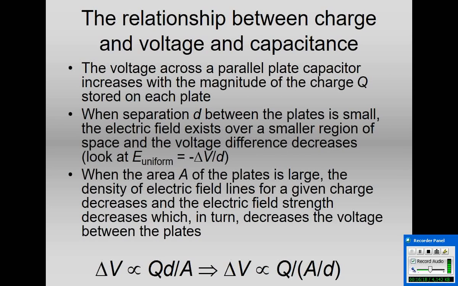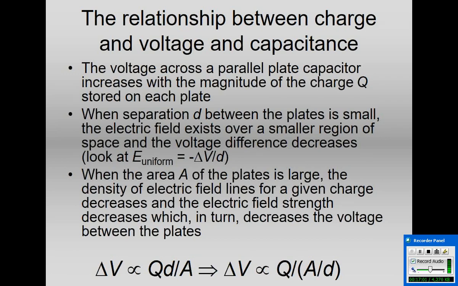But there's also an effect of the surface area of the plates. If I allow these charges to spread out over a plate with a very large area, then the effect is going to be somewhat diluted. The electric field strength in between the plates is relatively weak, and therefore the difference in voltage from one plate to the next will be relatively small. So we see that the potential difference is dependent upon the amount of charge we dump onto the plate, but it's inversely proportional to the area of each plate.